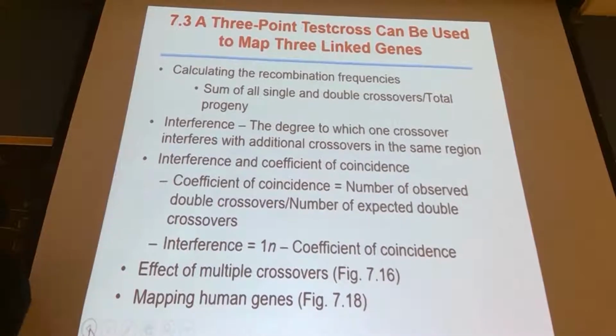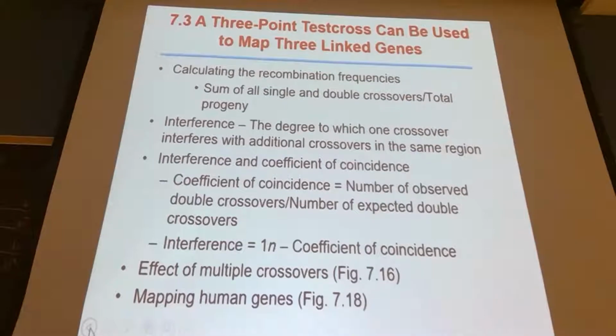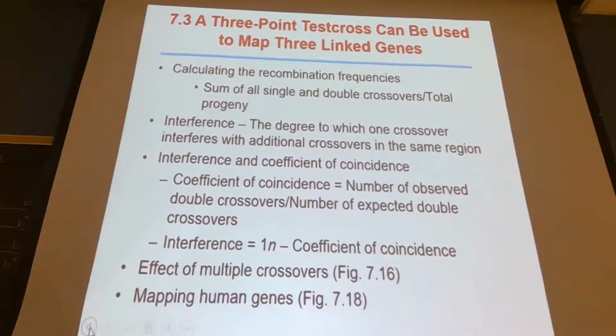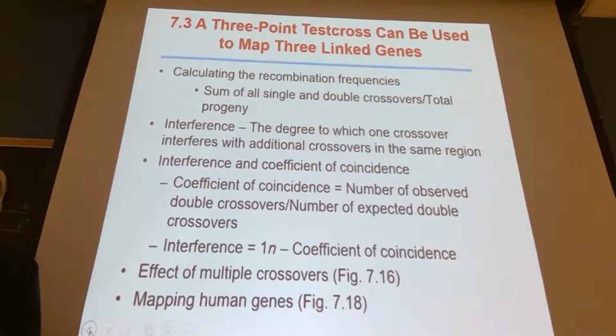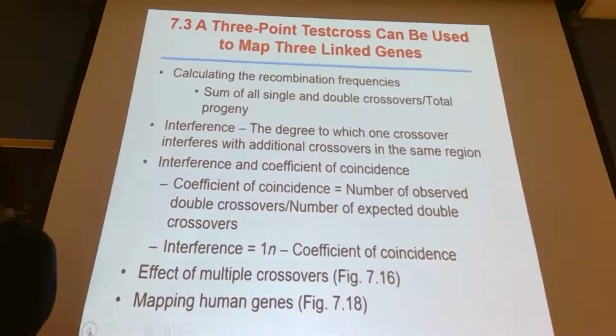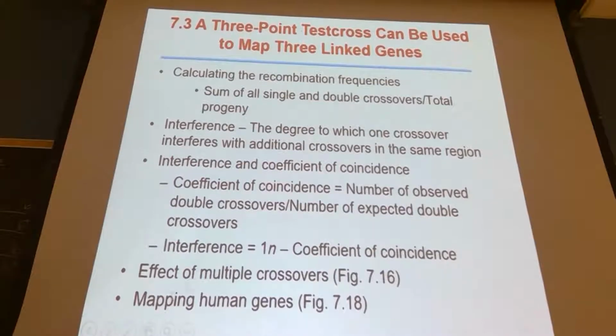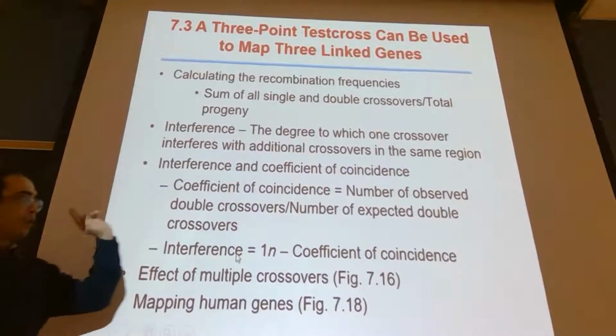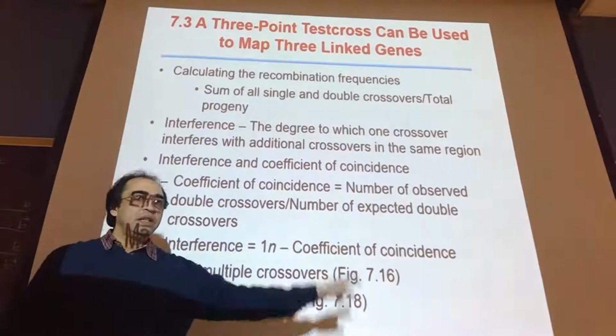Okay. So the coefficient of coincidence is the observed number of double crossovers over the expected number, in a very short form. Okay. And what is interference? Interference is equal to 1 minus the coefficient of coincidence. Okay.